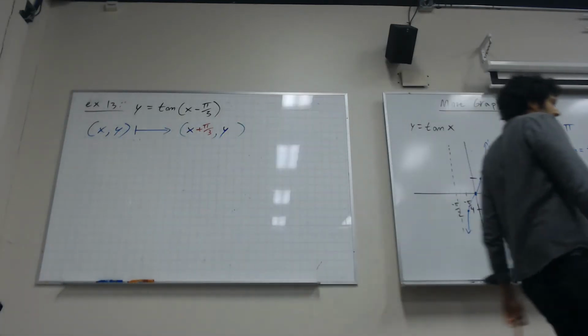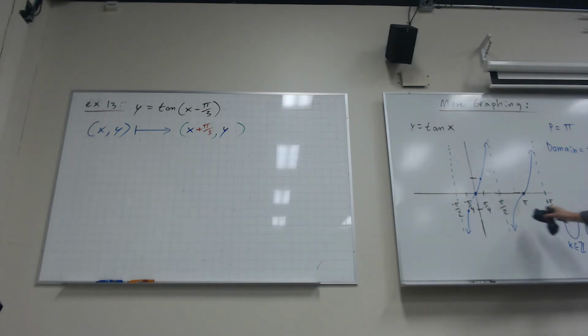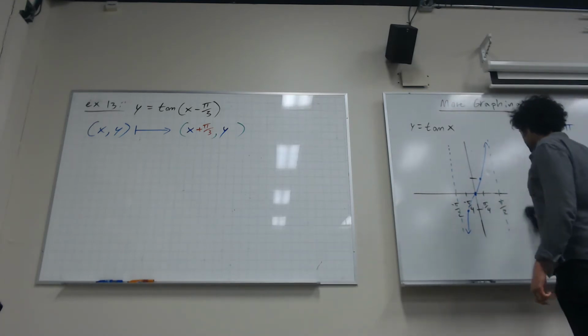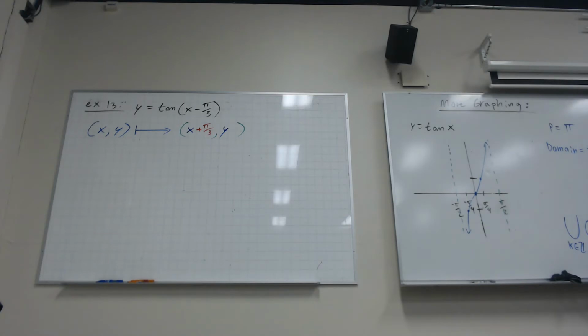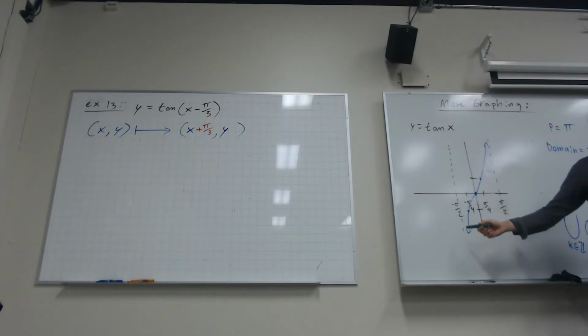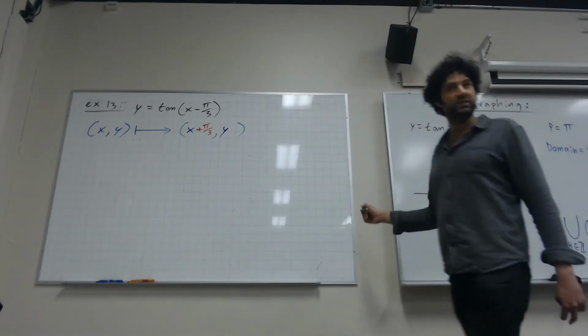So yeah, let's erase this. This is one full cycle for tangent. You only have 3 key points here: negative pi over 4, negative 1; 0, 0; pi over 4, 1. And you also have the asymptotes. So if you include the asymptotes, it's really 5 things. The asymptotes move the same way the points do.